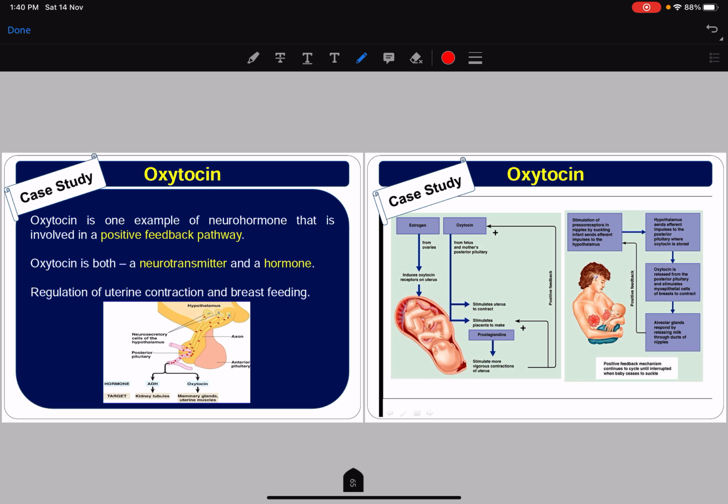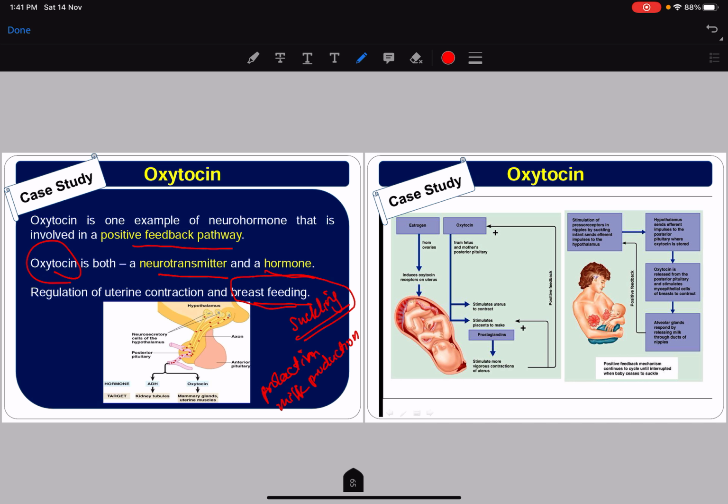So this is an explanation of how oxytocin causes its effect. Oxytocin is also an example of a positive feedback pathway. Oxytocin is both a neurotransmitter and a hormone. It is involved in regulation of uterine contraction and breastfeeding, suckling. Prolactin is for milk production, but oxytocin is involved in suckling, the breastfeeding.